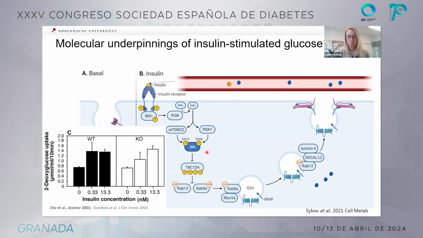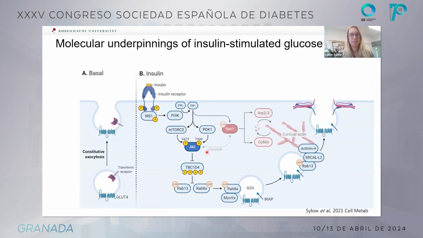So we've been wondering for some time what else is going on in this pathway that we may have missed. And we have focused very much in my team on work that was originally pioneered by Professor Amir Klip in Toronto to try and look for alternative pathways. And here we have been interested in an emerging pathway that is controlled by the Rho GTPase RAC1.